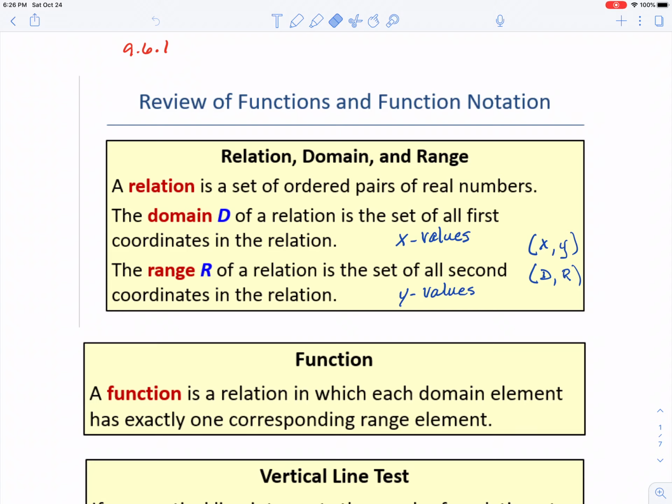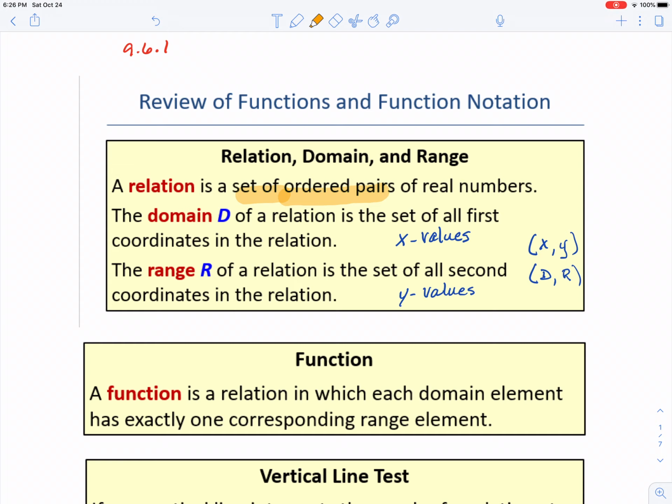I'm working in section 9.6, and we're going to begin this section by doing a little bit of reviewing of some vocabulary words. And you can see that I have them here on screen. The first one is the word relation, which means a set of ordered pairs. A set of ordered pairs. And in this set of ordered pairs, we're just working with real numbers.